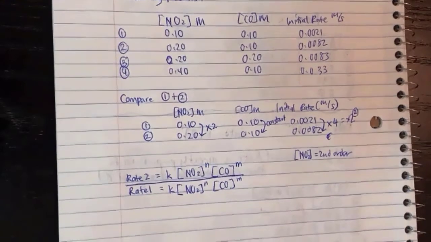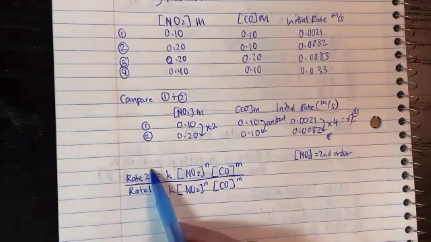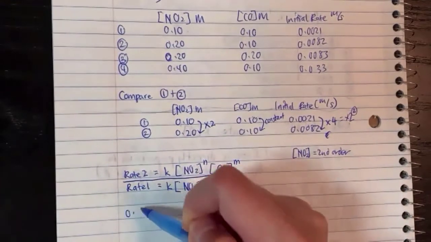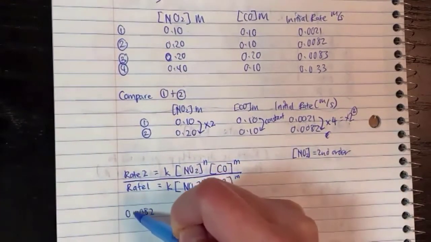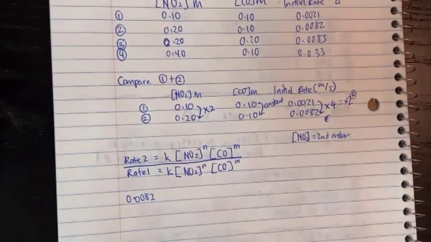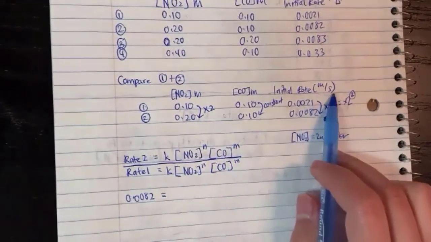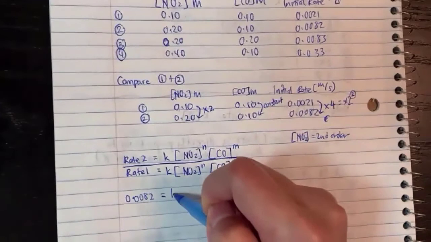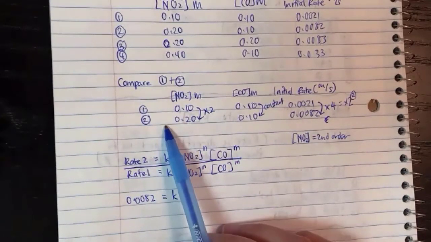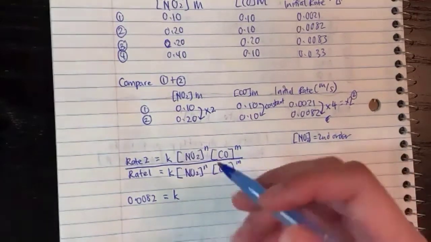Okay? All right, so let's go ahead and plug in all the information. I'm going to fill in the blanks for rate 2. So rate 2 is that one. 0.0082, and that's molarity per second, but I'm not going to bother with the unit. And then K is a constant. We don't know what it is. But we do know that between line 1 and 2, the temperature did not change. So the K will stay the same. So we'll just keep it as a constant right there.